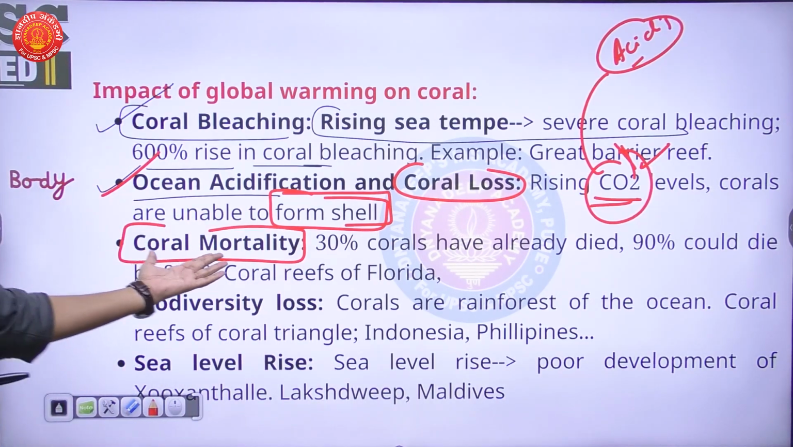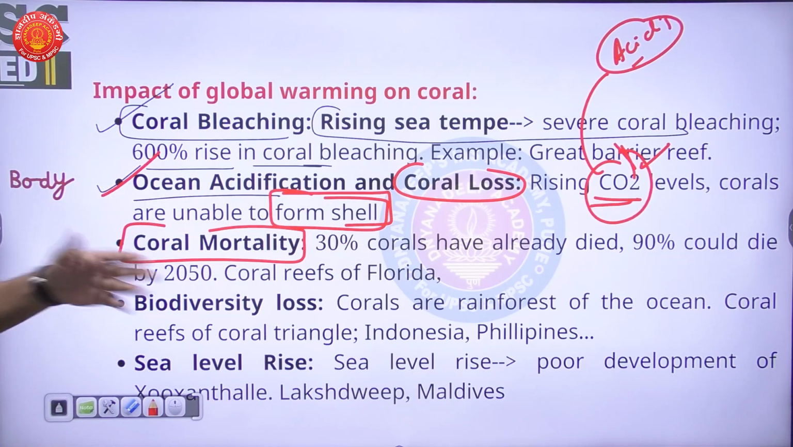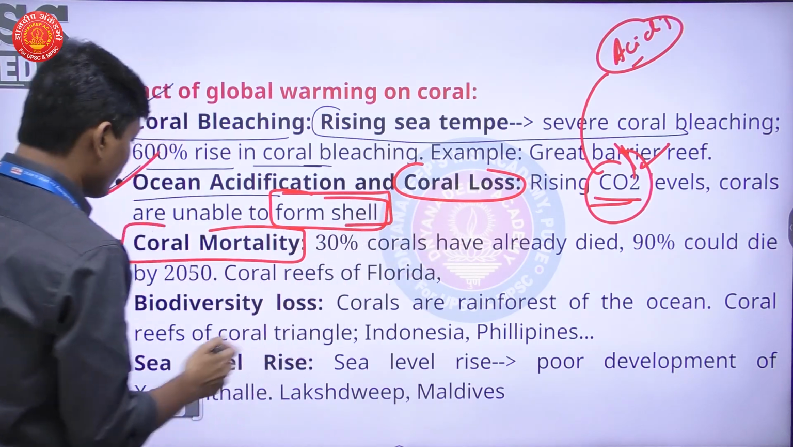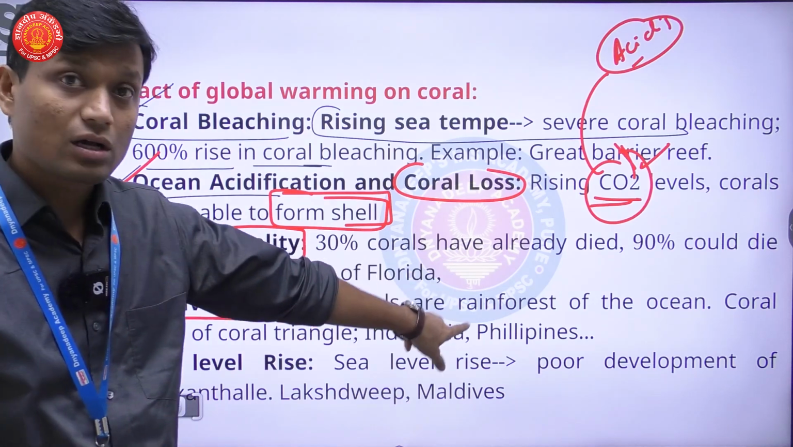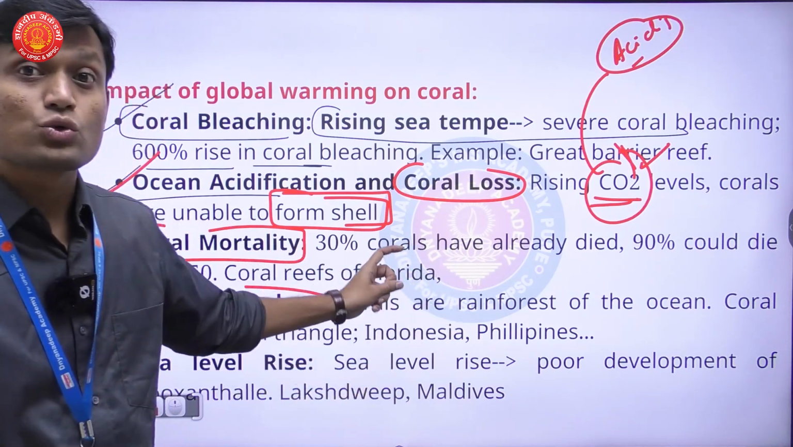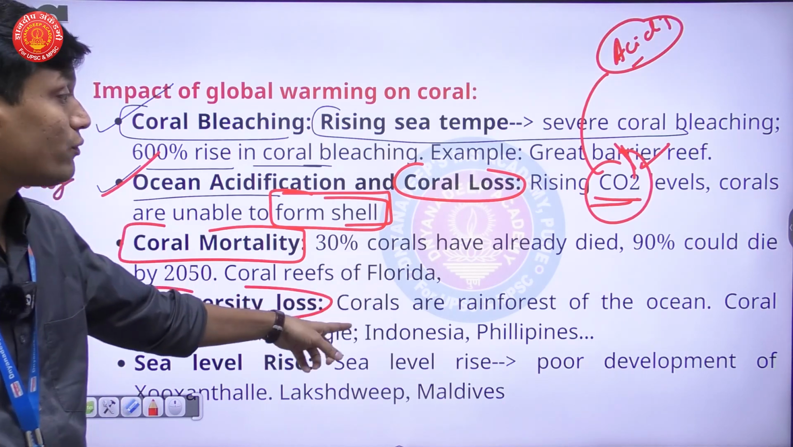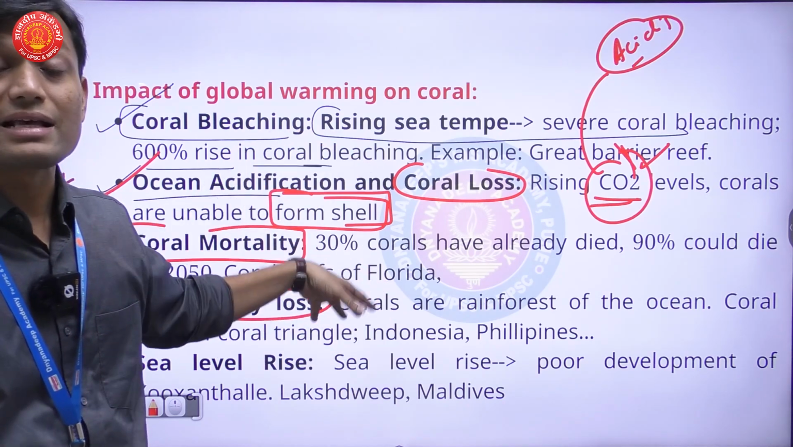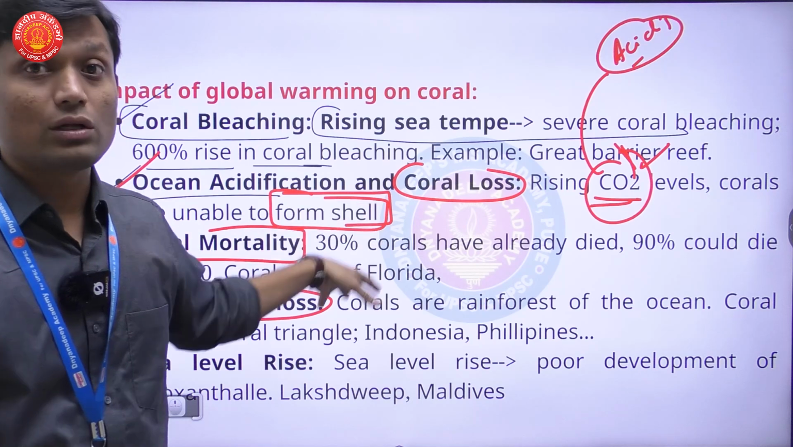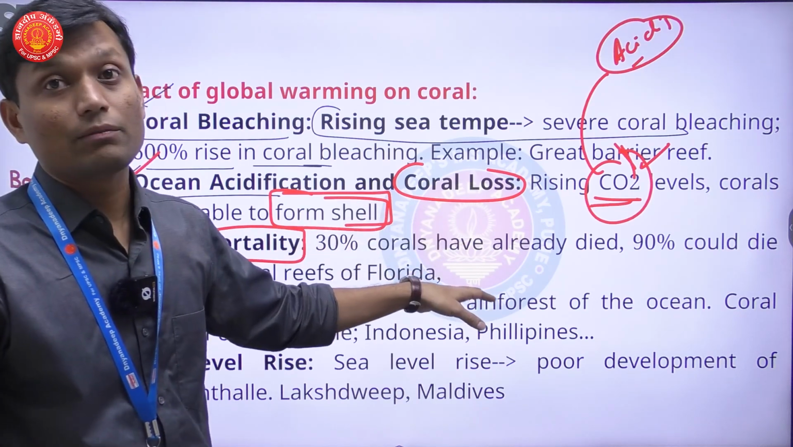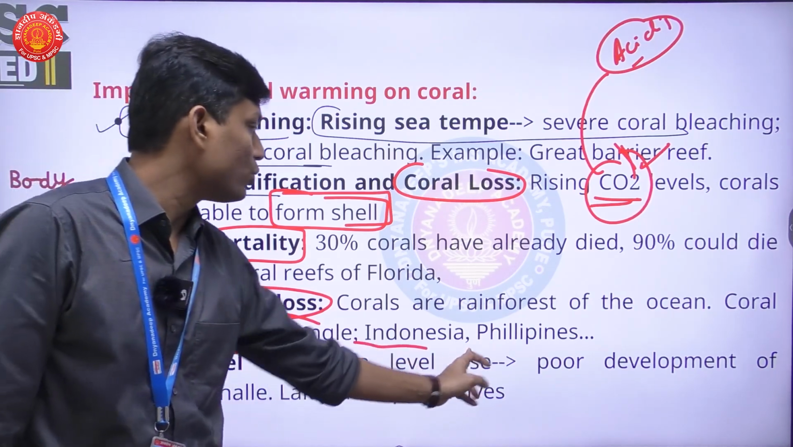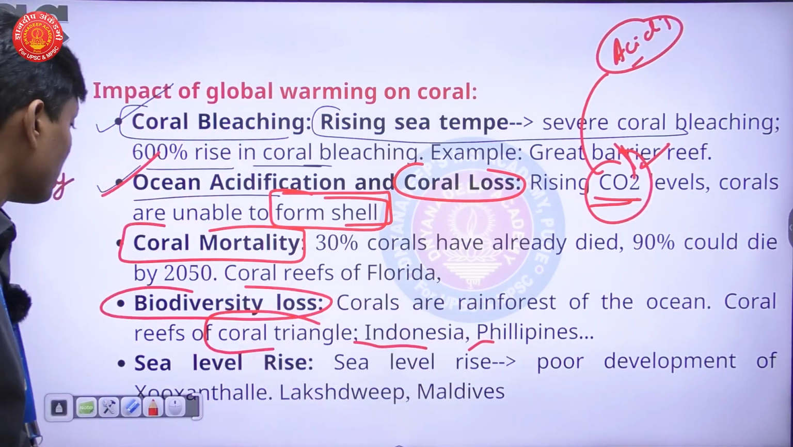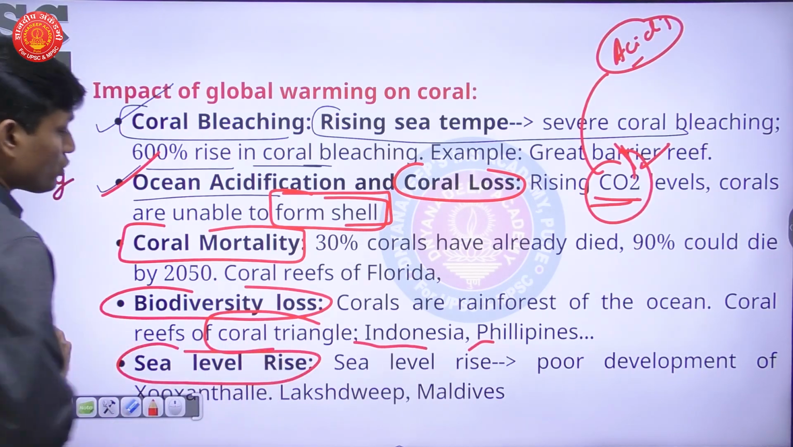Then I have coral mortality, where I have my arguments and examples, substantiated well with facts and figures. Biodiversity loss is a major issue since corals are considered the rainforest of the ocean, so they have huge biodiversity, and as a result of global warming and rising sea temperatures, these coral biodiversity regions are seeing a depletion. I have the example of the Coral Triangle, that is Indonesia, Philippines and the rest of the region, that I am mentioning here.